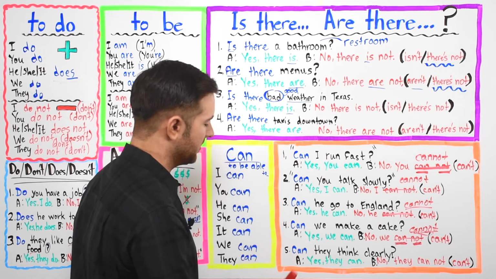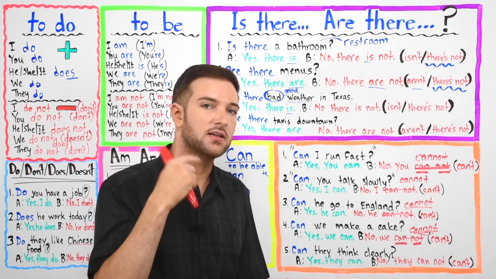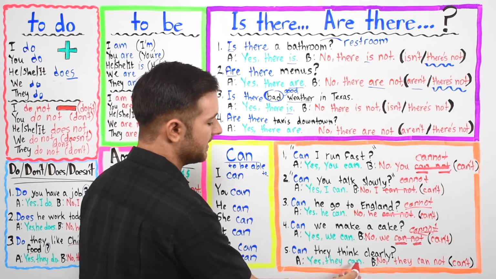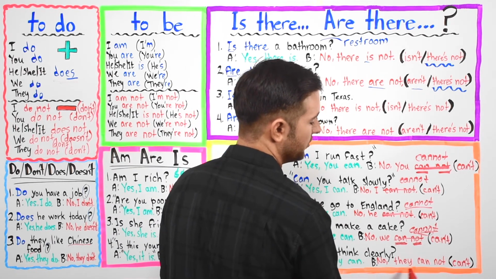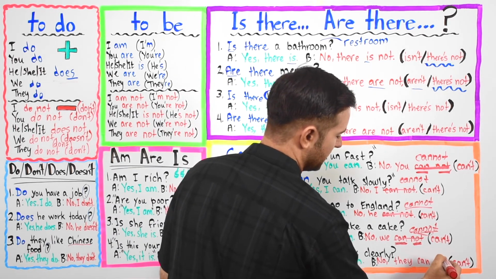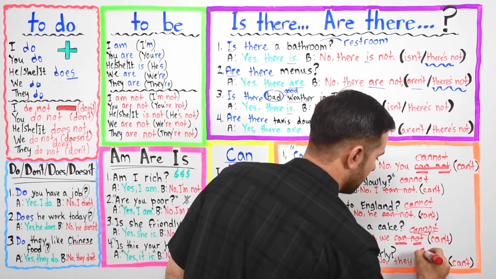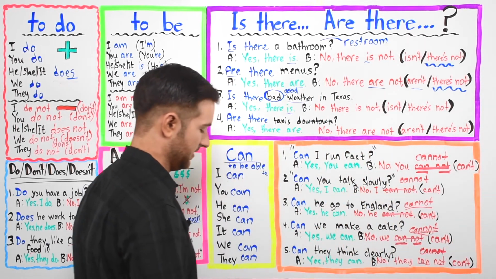And then finally we have number 5. Can they think clearly, right? Can they think clearly in their heads? They have clear thoughts? Yes, they can, or you could say, no, they cannot, or no, they can't. Again, we can have 2 words, or you can have 1 word, as in cannot, okay?